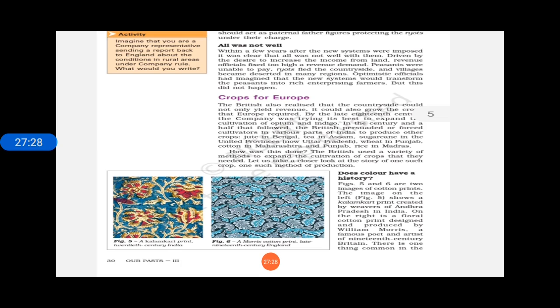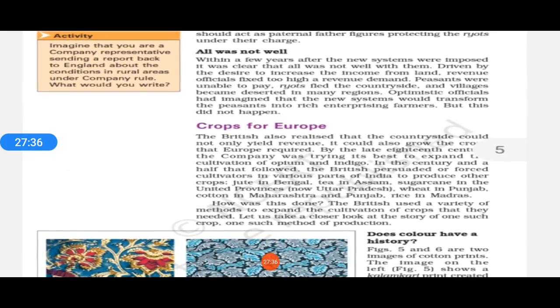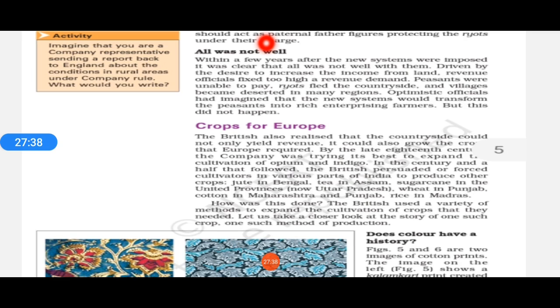This way, students, we have seen that the 3 systems of revenue collection were introduced by the Britishers, but still all was not well. The condition was not well because the demand and the greed of the Britishers were increasing day by day, year by year, and they were urging and forcing the peasants, farmers, zamindars to give more and more revenue. And what was the condition of the poor peasants? They were unable to pay the revenue, taxes.